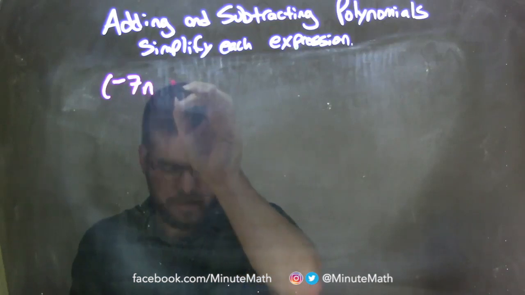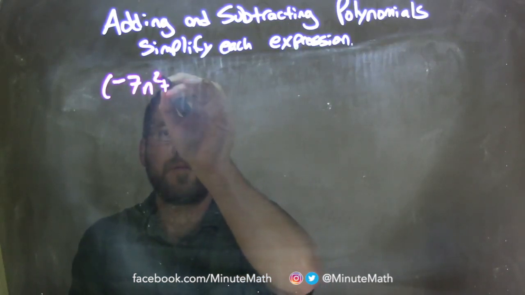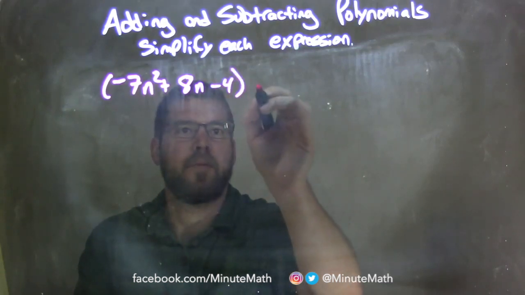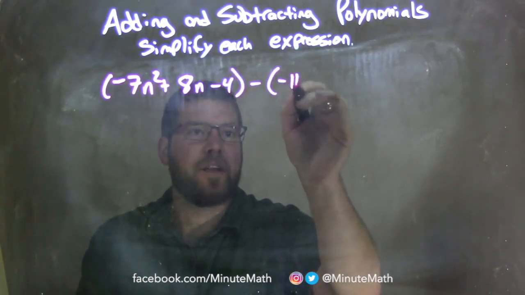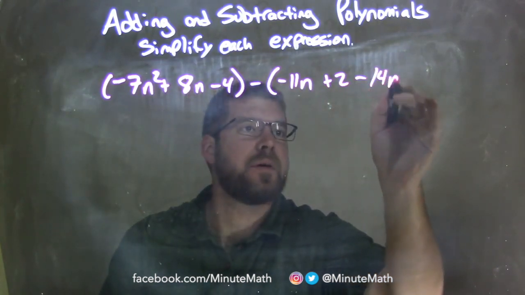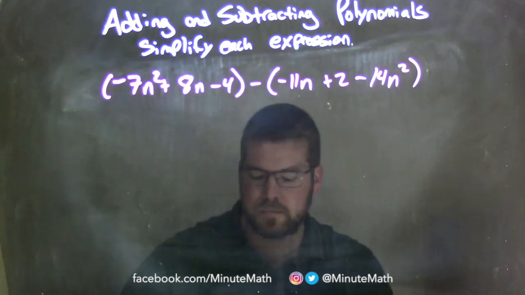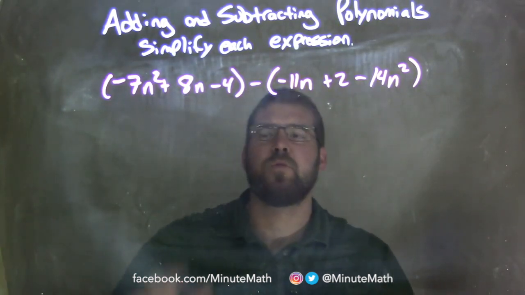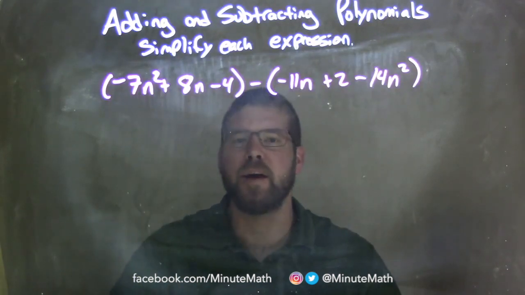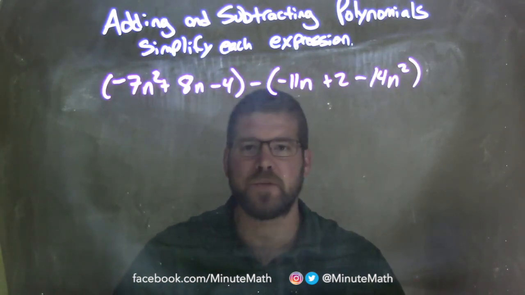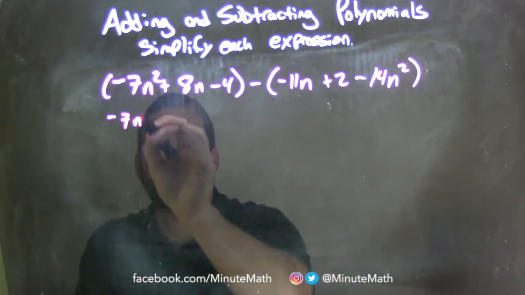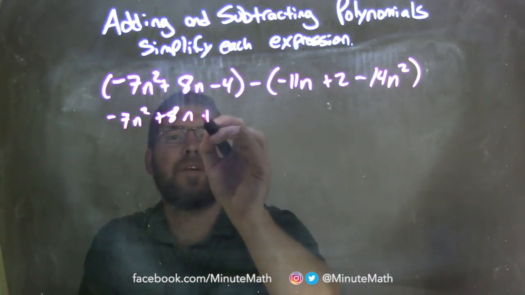Negative 7n squared plus 8n minus 4, parentheses, minus parentheses, negative 11n plus 2 minus 14n squared. Okay. Well, what I'm going to do is look at both parentheses. There's nothing inside I can simplify, or I can't combine my like terms, because there's no like terms within each parentheses. So every subtraction sign, I'm going to make a plus and negative. So we're subtracting 7n squared plus 8n plus a negative 4.